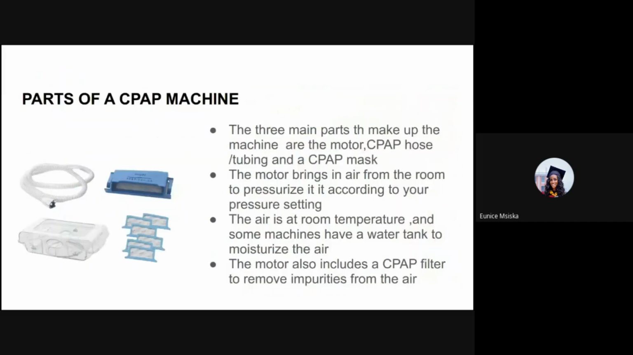Now let's look at the parts of a CPAP. Like we have seen in the previous slide, there are three main parts that make up that machine, and these are the motor, which is enclosed in the machine itself, a CPAP hose or tubing, and a CPAP mask. So the motor brings in air from the room to pressurize it according to how you have set your machine. The air is always at room temperature, and some machines have a water tank to moisturize the air. The motor also includes a CPAP filter to remove impurities from the air.